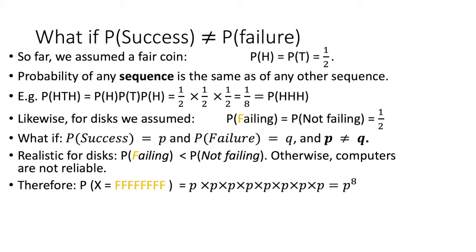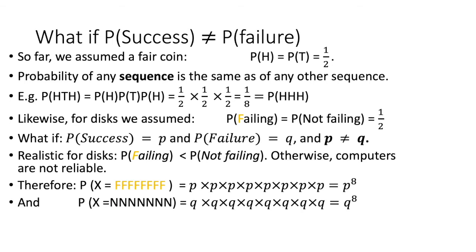Therefore, the probability of finding 8 disk failures equals p to the power of 8. Note, earlier I said p equals probability of success, but here I am setting it to be the probability of disk failure. This is because success and failure are just relative terms in Bernoulli trials. If I'm counting disk failures, then a disk failure is a success for me. Likewise, the probability of 8 non-failures equals q to the power of 8.